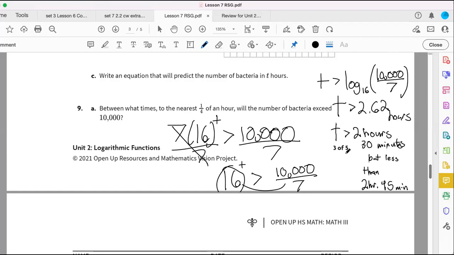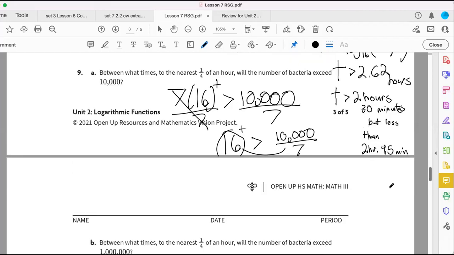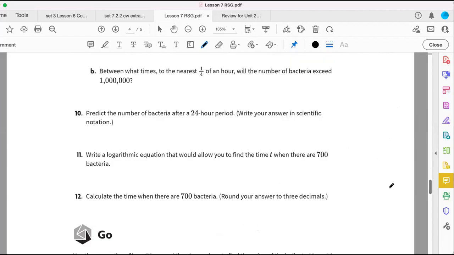And if you go to the quarters of the hour, it's going to be lying between 2 hours and 30 minutes, but definitely less than 2 hours and 45 minutes. So it happens in that time frame. Capiche? Makes sense. B, I'll leave for you. What else?